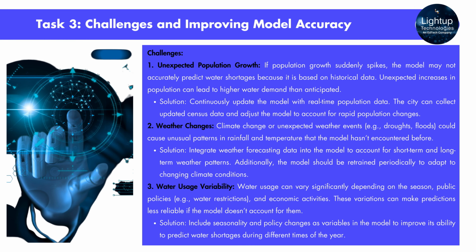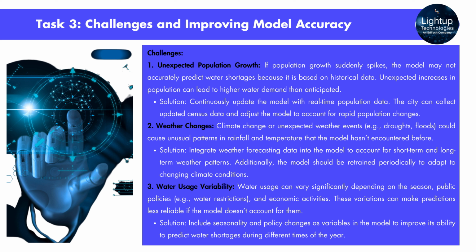Task 3. Challenges and improving model accuracy. Challenges. Unexpected population growth. If population growth suddenly spikes, the model may not accurately predict water shortages because it is based on historical data. Unexpected increases in population can lead to higher water demand than anticipated. Solution. Continuously update the model with real-time population data. The city can collect updated census data and adjust the model to account for rapid population changes.